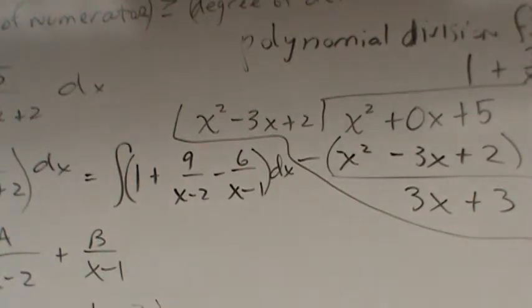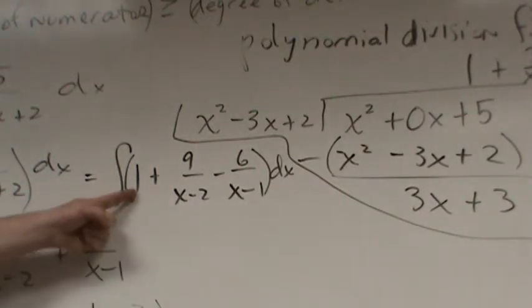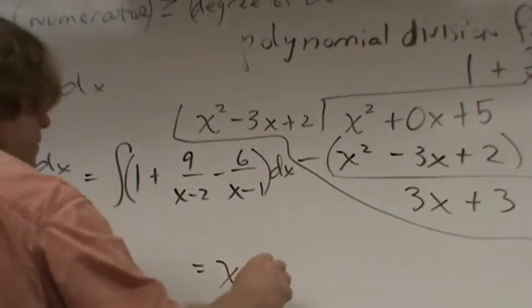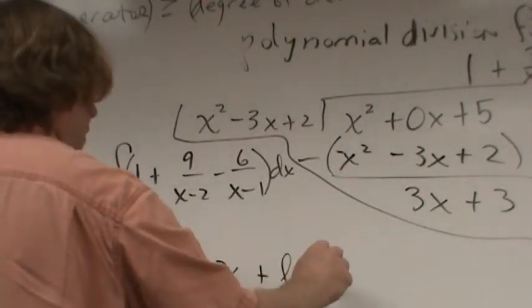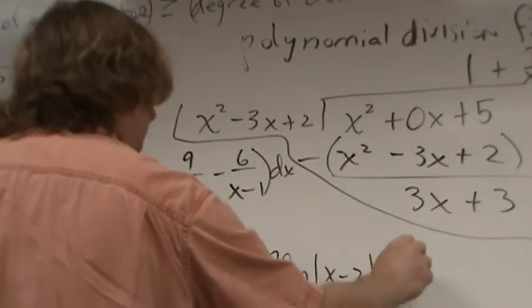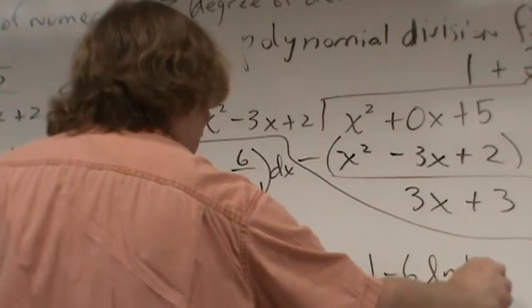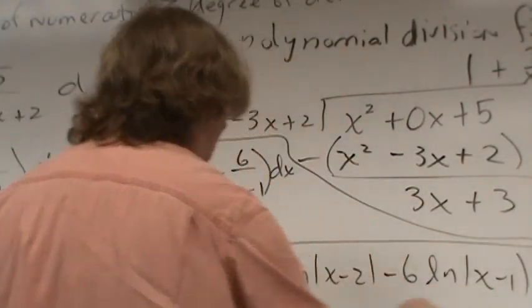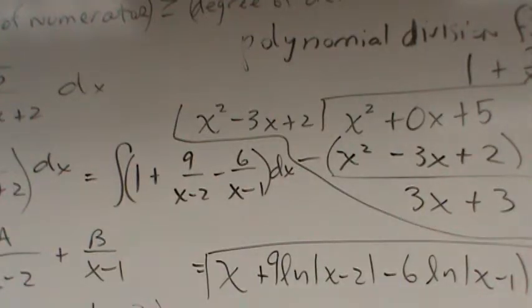Alrighty, and now I can take the antiderivative and I get this extra term. And that's what characterizes partial fraction decomposition when you have an improper fraction. You end up getting these extra terms. So I got x plus 9 times the natural log of x minus 2 minus 6 times the natural log of x minus 1 plus C, and that's it. I can't simplify it anymore. So there's your answer.